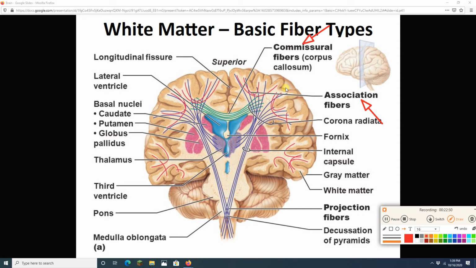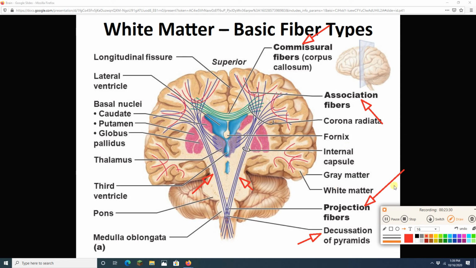Lastly, we got projection fibers, the purple ones in here. We already looked at an example of projection fibers, the pyramidal neurons that come out of the prefrontal gyrus and go down towards the spinal cord for movement. We talked about how they do that decussation. We already talked about that. So projection fibers are going to go from our cerebrum down towards lower structures like the spinal cord. So three basic types: commissural, association, and projection.